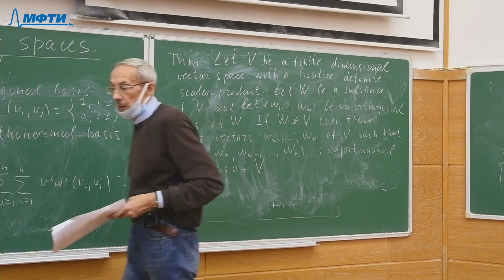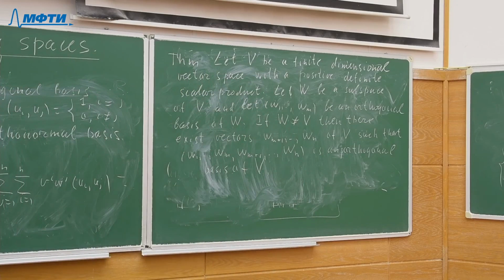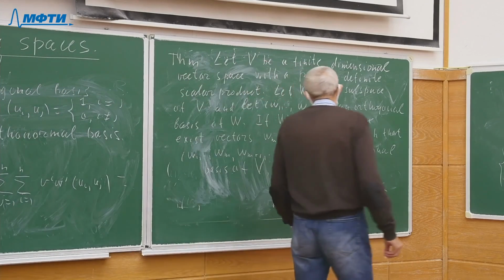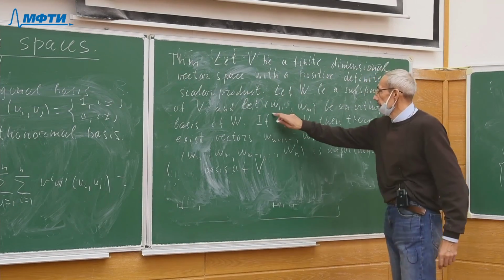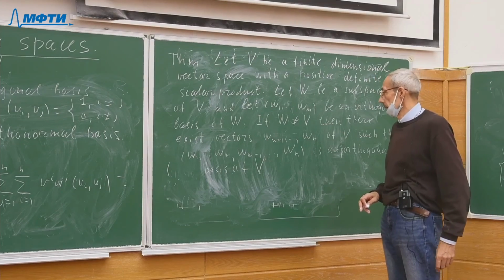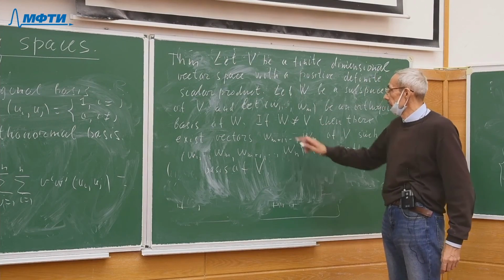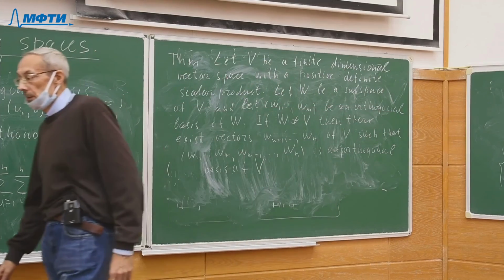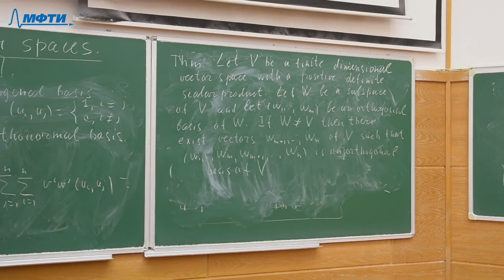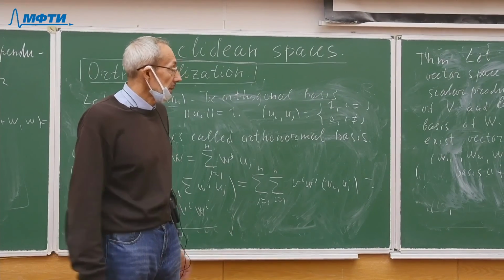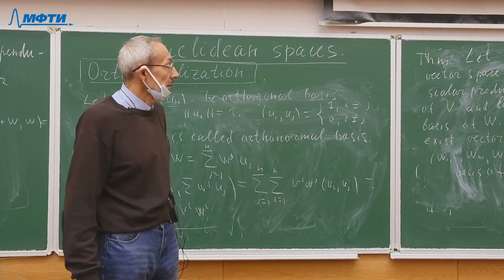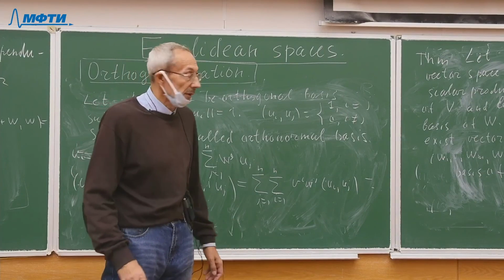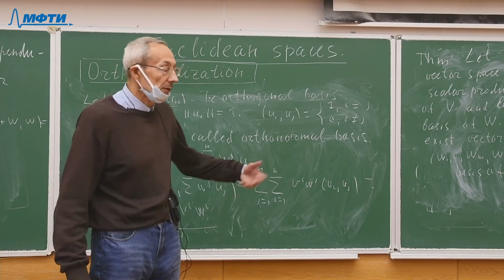This main theorem will be proved in the next lecture. One remark: in this theorem, we can suppose that this set is empty and W is the zero subspace. And in this case, we obtain the procedure to construct an orthogonal basis in an arbitrary vector space and an arbitrary Euclidean vector space.